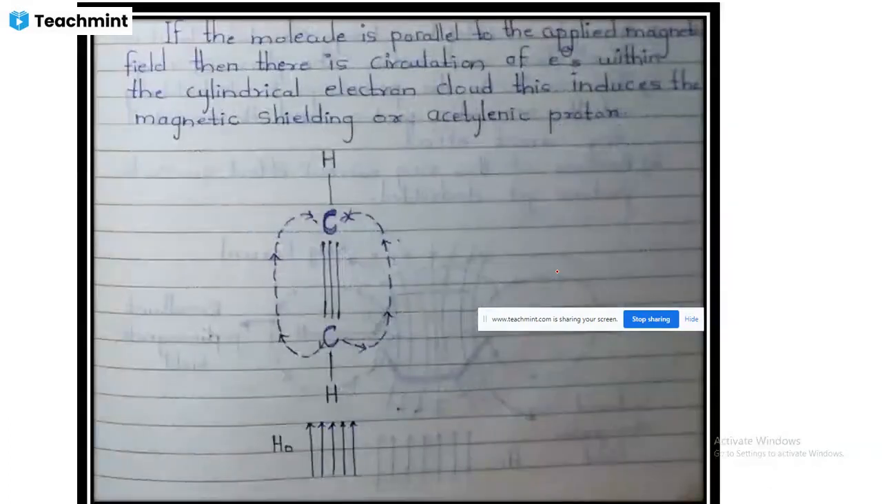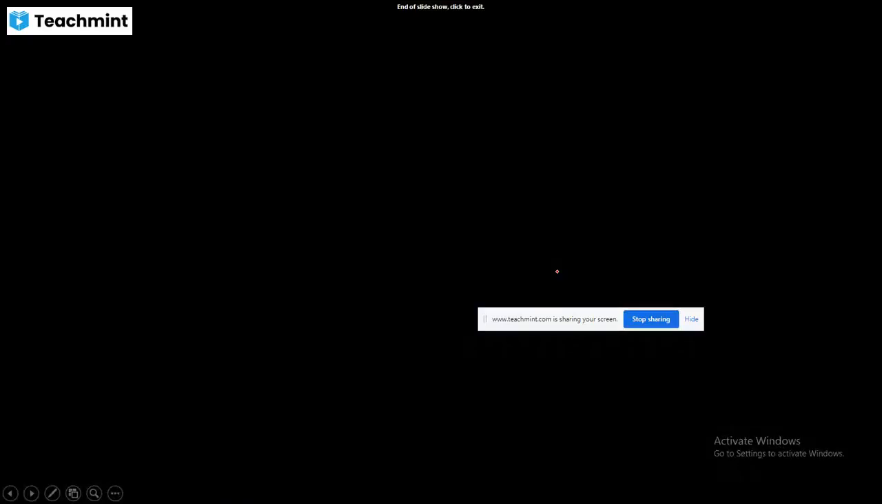So this is another example. Okay, if the molecule is parallel to the applied magnetic field, then there is a circulation of the electrons within the cylindrical electron cloud, and this induces magnetic shielding of the acetylenic protons. So these are the two examples in which we can understand the effect of the surroundings on the chemical shift values.